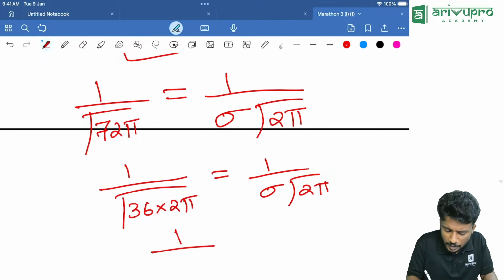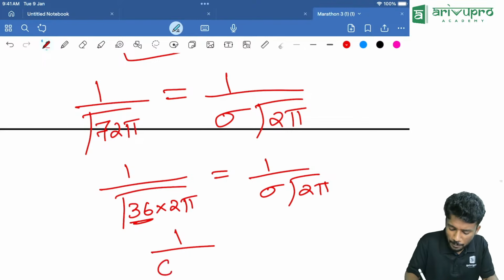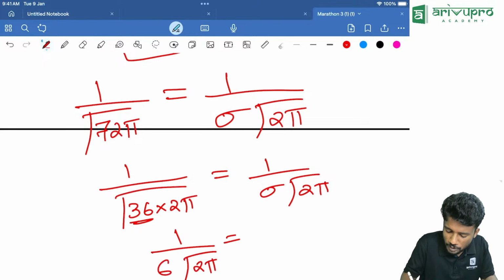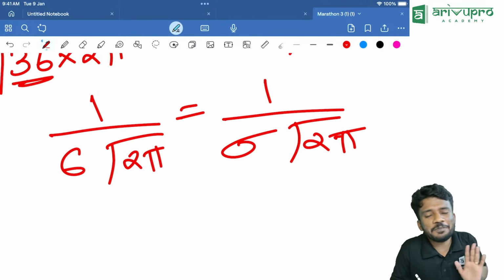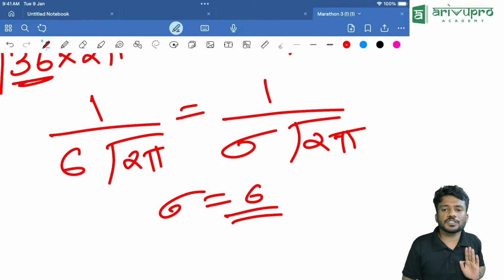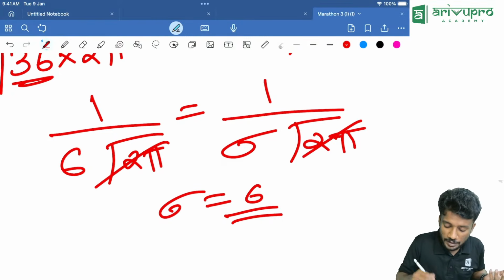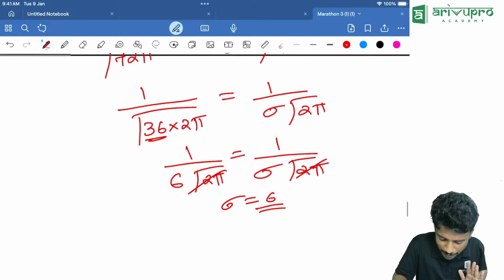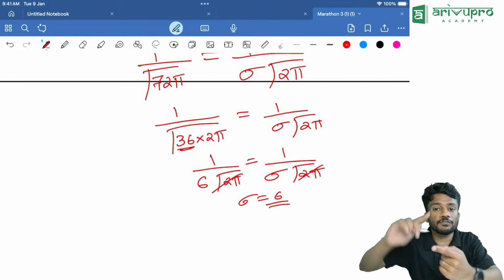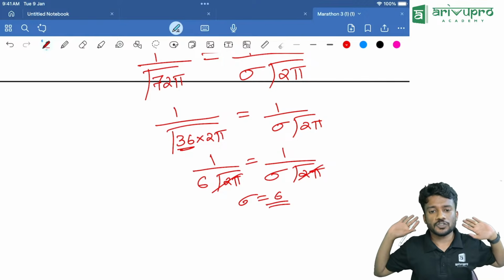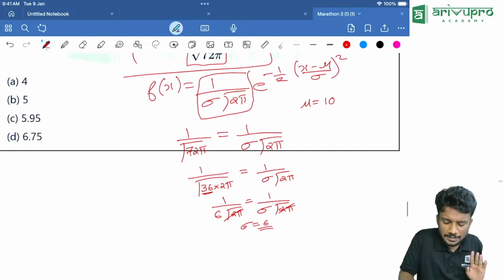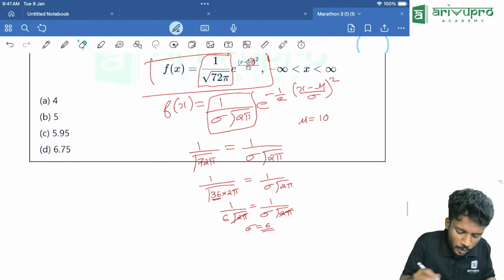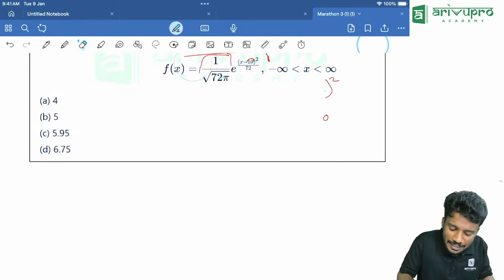How to do it? 1 by 36 is coming out of the root. It will become 6. 6 root 2 pi is equal to sigma root 2 pi. Now comparing both the things, what is the value of sigma? Sigma is equal to 6. Either you can say that I am cancelling everything off and cross multiplying, I am getting the value of sigma is equal to 6. That's how you find the value of mu as well as sigma. Did you understand? Clear? Yes. If it is clear, please tell me how to find the value of mu and sigma. We will do it again in the future.